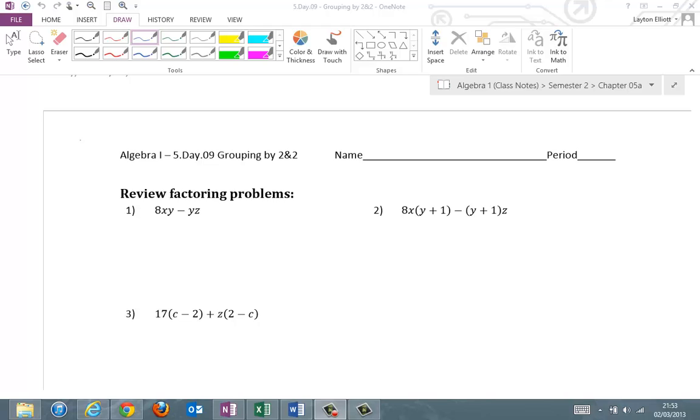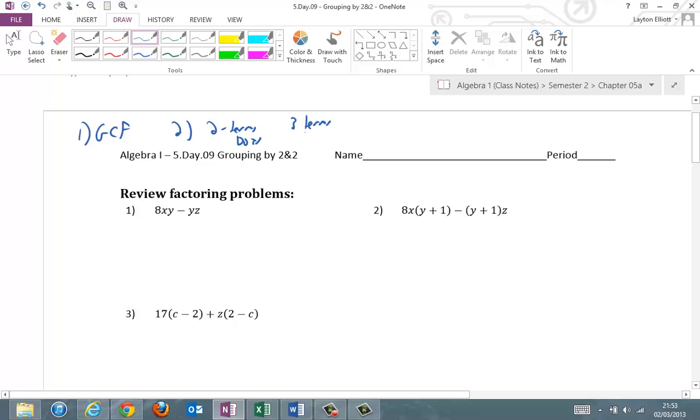So now we're going to start looking at a new type of factoring. Remember, we always start number 1 with greatest common factor. We look for greatest common factor, and then number 2 we look to see what we have remaining. If it's 2 terms, we look for difference of 2 squares, and if it's 3 terms, we look for trinomial factoring. So that's what we've been dealing with.